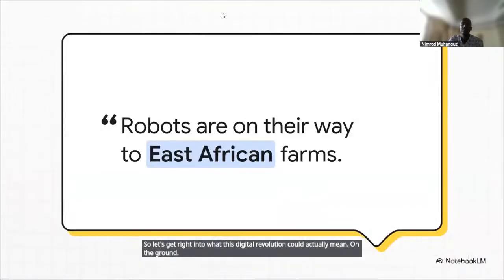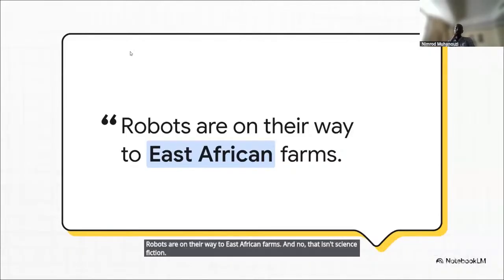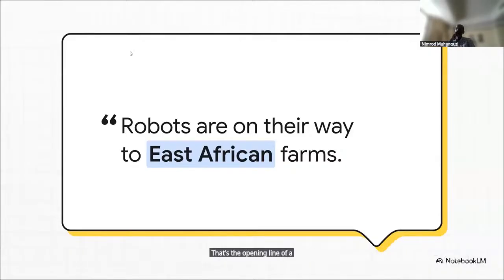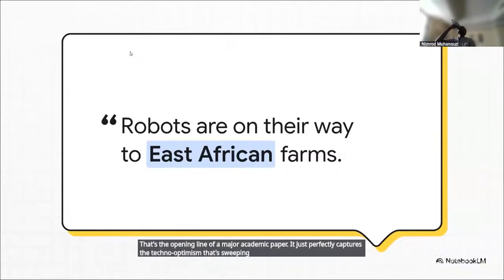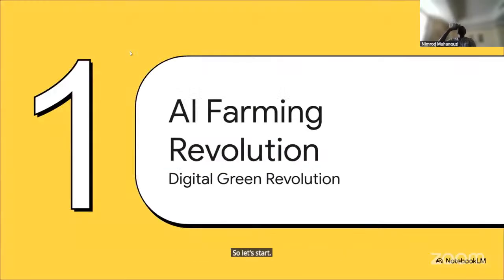Robots are on their way to East African farms. And no, that isn't science fiction. That's the opening line of a major academic paper. It just perfectly captures the techno-optimism that's sweeping the continent right now. This idea that AI is poised to solve some of the oldest problems in farming, everything from climate change to food security. So let's start with that optimistic vision.